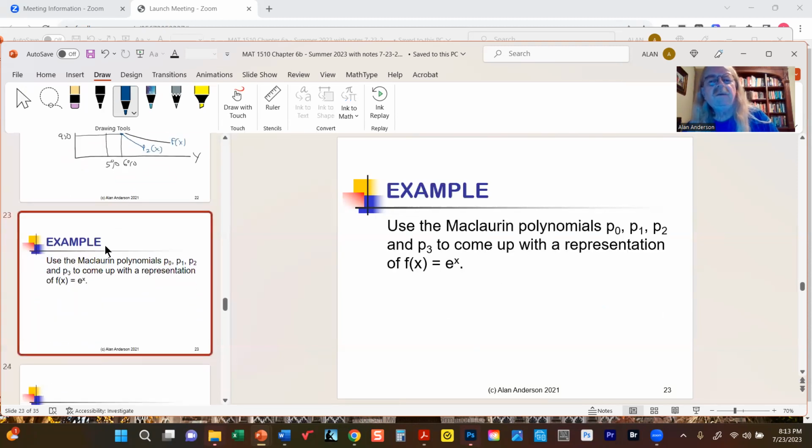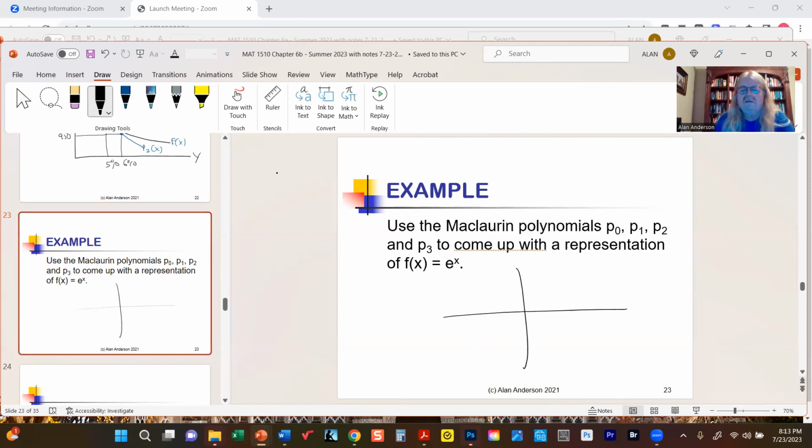All right, well, anyway, now Maclaurin polynomials, they're similar. What's different is where they're centered. Okay, so we're going to try to come up with an approximation for the function f of x equals e to the x. And so, of course, we know what that looks like.